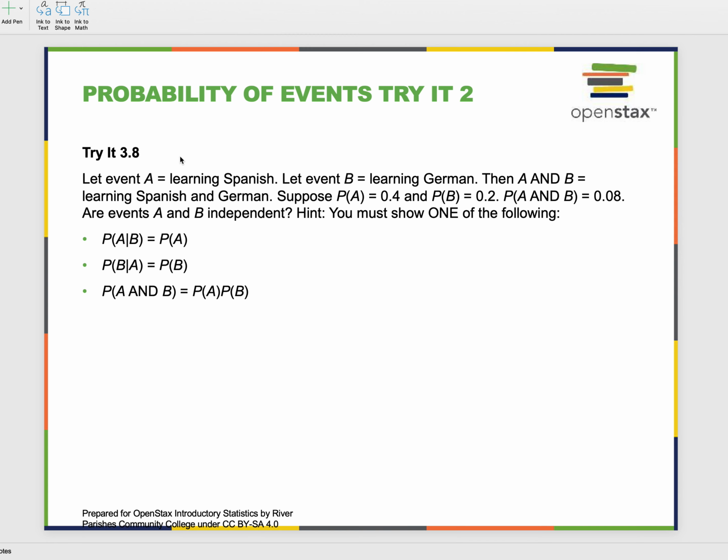What if I multiply 0.4 times 0.2? Probability of A times probability of B. 0.4 times 0.2 is 0.08. Remember multiplication of decimals: I multiply the two numbers and I count the number of decimal places.